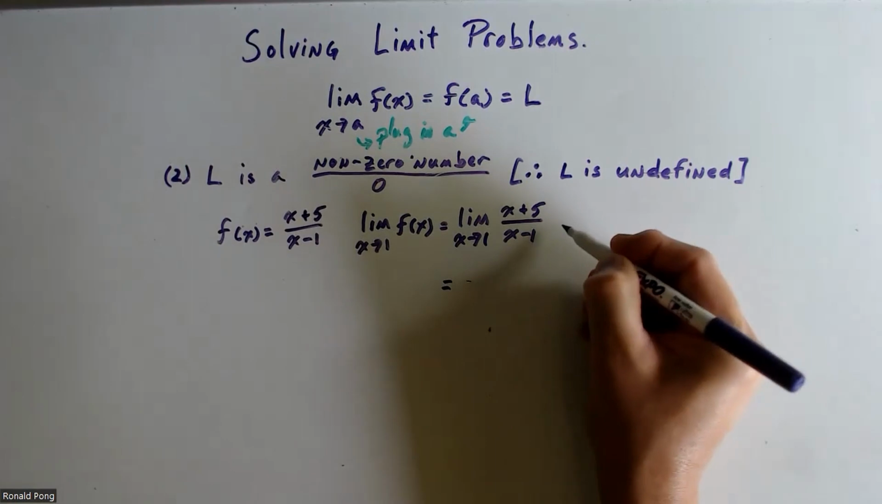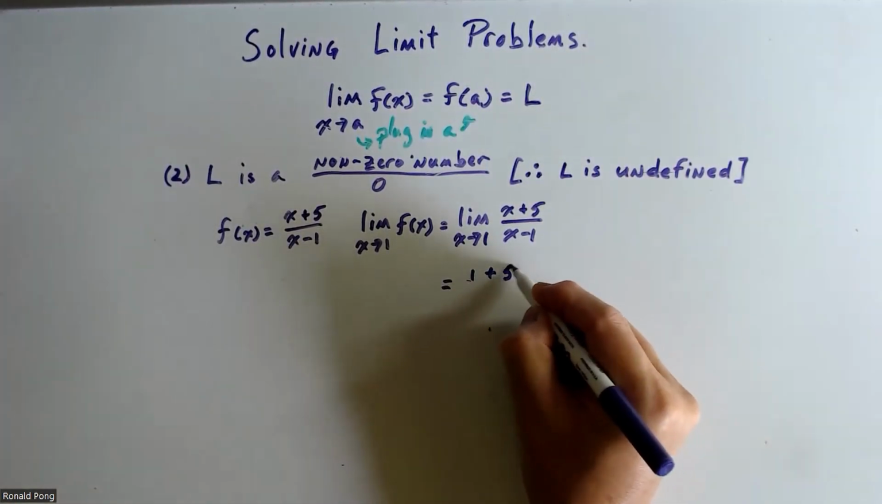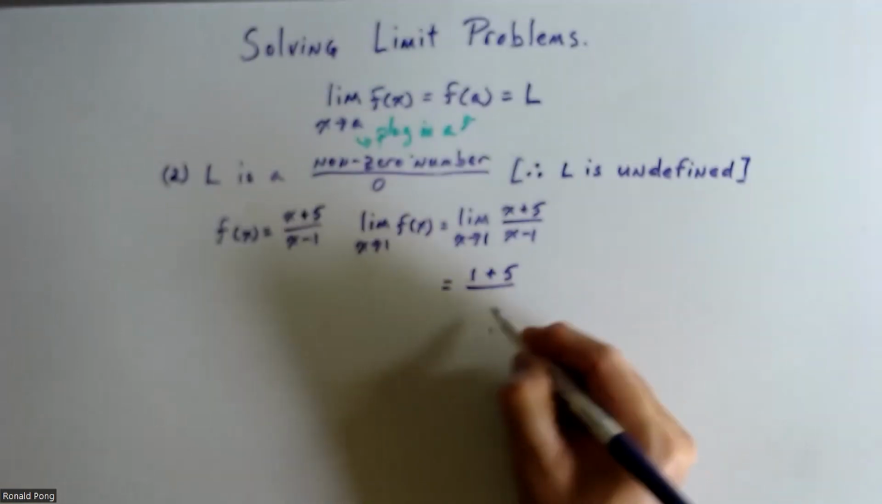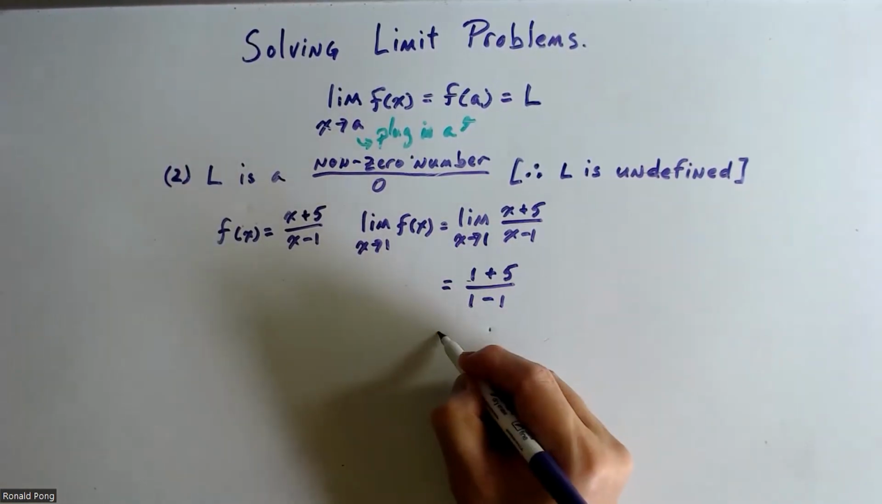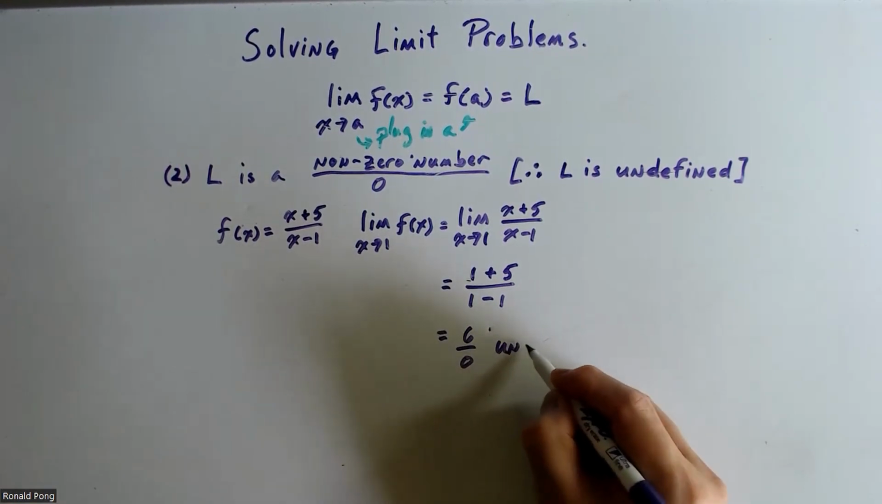Let's go ahead and do that. So we have 1 plus 5 over 1 minus 1, and we arrive at 6 over 0. This is undefined.